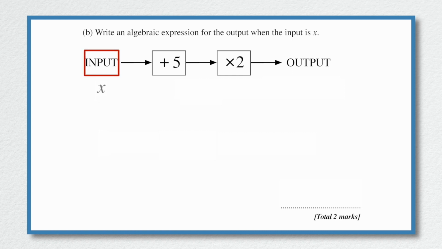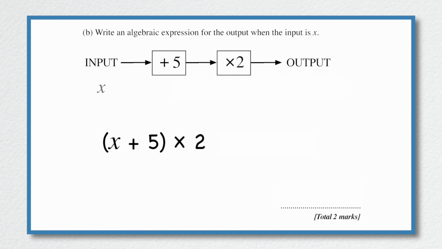So we input x into the machine, and the first thing we are going to do is add 5. We then multiply x add 5 by 2. To show that we are multiplying x add 5 by 2, we need to place brackets around the x add 5. So we have something like this. Now this will give you 1 mark, but there are 2 marks on offer.